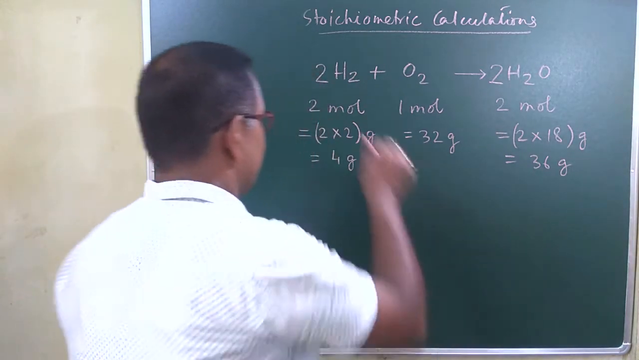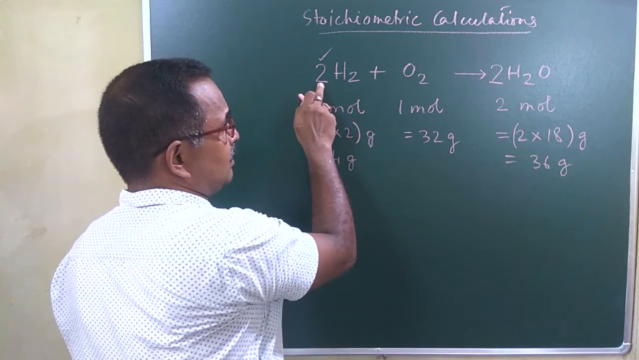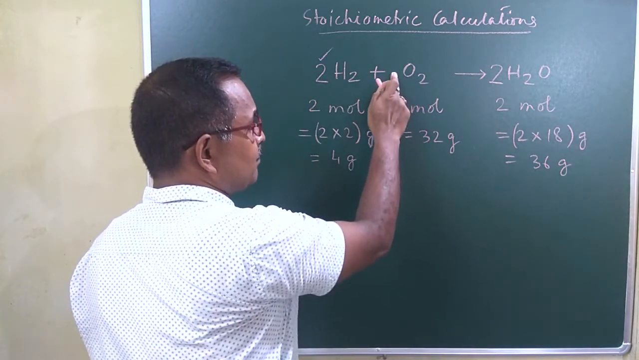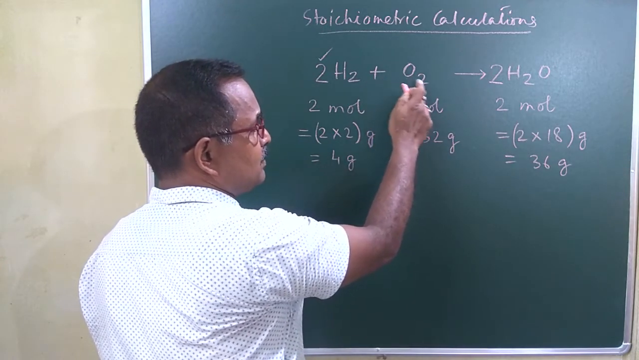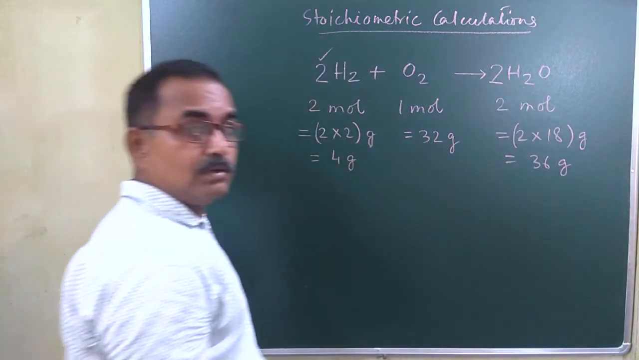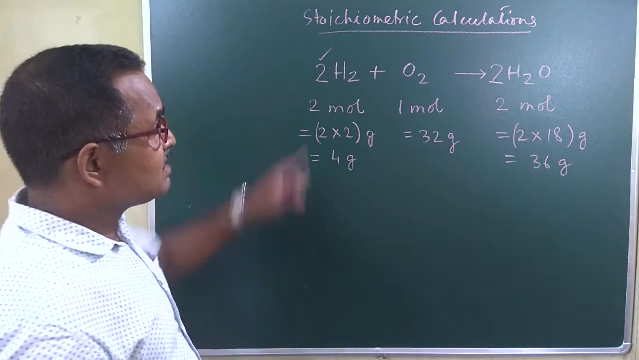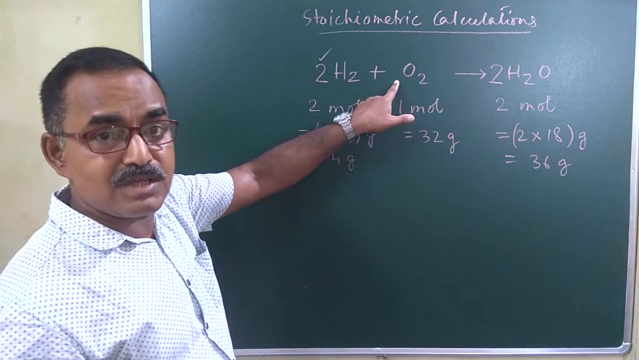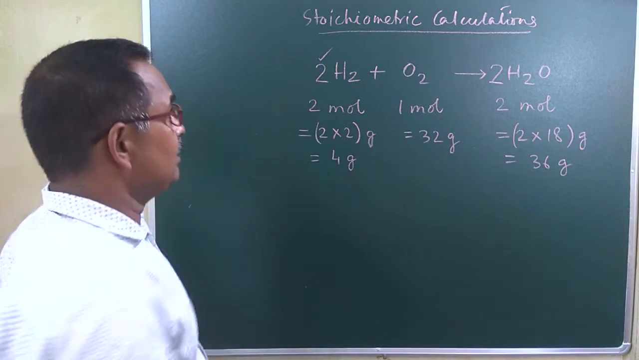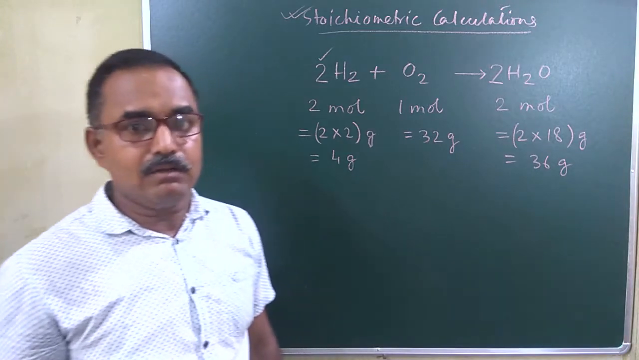Now, this particular number 2 is called the stoichiometric coefficient with respect to H2. There is 1 here, which is the stoichiometric coefficient with respect to O2. 2 is the stoichiometric coefficient with respect to H2O. Since we use the stoichiometric coefficients in a balanced chemical equation for calculations, such calculations are usually called stoichiometric calculations.